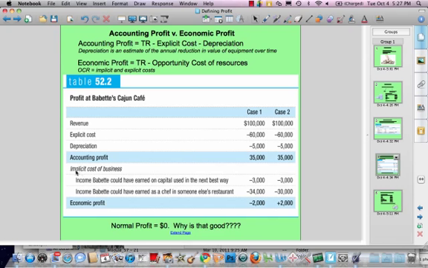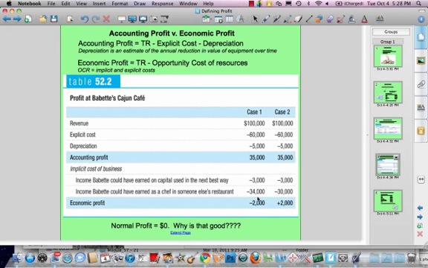Economic profit's a little bit different because to the costs outlined here, explicit and depreciation, there are also implicit costs of running a business. So in this case, income that Babette, the business owner, could have earned on capital used in the next best way. So other things she could have done with the money that she invested in the business. So this is a cost because she could have made $3,000 extra doing something else with this money. So we're counting that as a cost against her business.